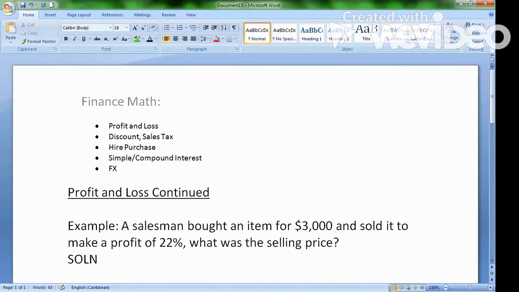Solution. So guess what? A salesman bought an item for 3,000 and sold it to make a profit of 22%. What was the selling price? So basically what you're going to do is find 22% of 3,000. All right, somebody work on that for me, please.